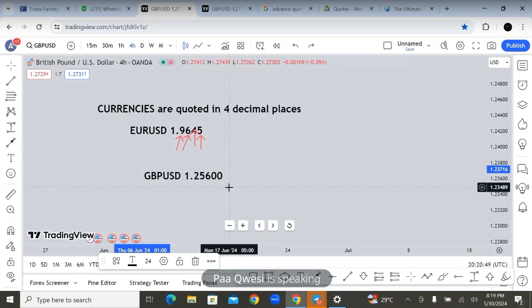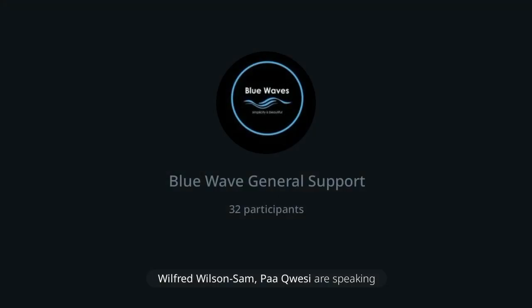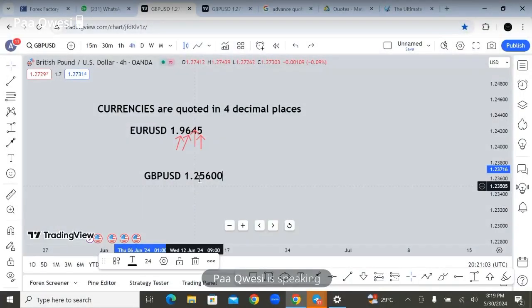I'm talking of currencies, I'm not talking of commodities. With currencies, when you are calculating your pips, you are going to calculate it on the fourth decimal place. You are not going to calculate it on the fifth or the second decimal place. With the decimal place, you start the numbers after the point. So after the point, the fourth number is where we are going to calculate our pips.